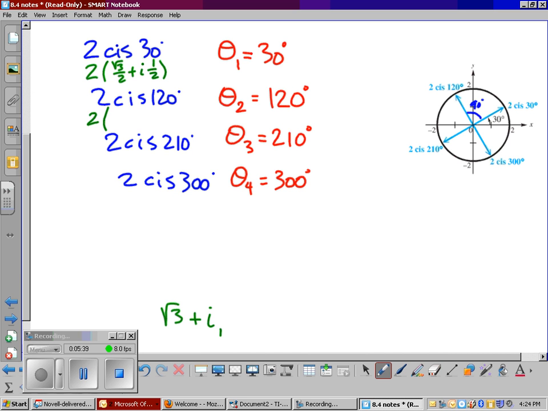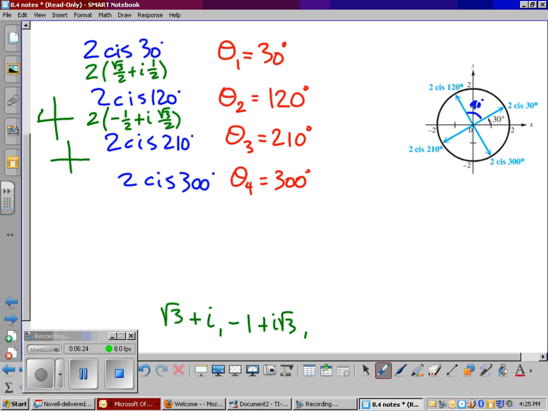Then I go to my next root, and I have 2 times cosine 120. Now this time I need to remember that 120 is in quadrant 2, and the reference angle is 180 minus 120, which leaves me this reference angle of 60 right here. And notice that's different than the 30 that we used in the previous root. So I have a cosine that's going to be negative in quadrant 2, and the value is going to be 1/2. The sine is going to be positive, so plus I sine of 120 is going to be positive square root of 3 over 2. And then simplify by distributing the 2, minus 1 plus I square root of 3.